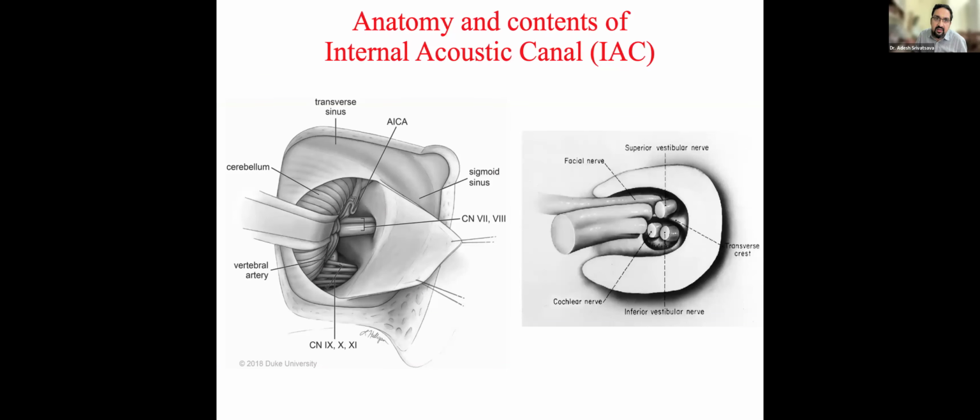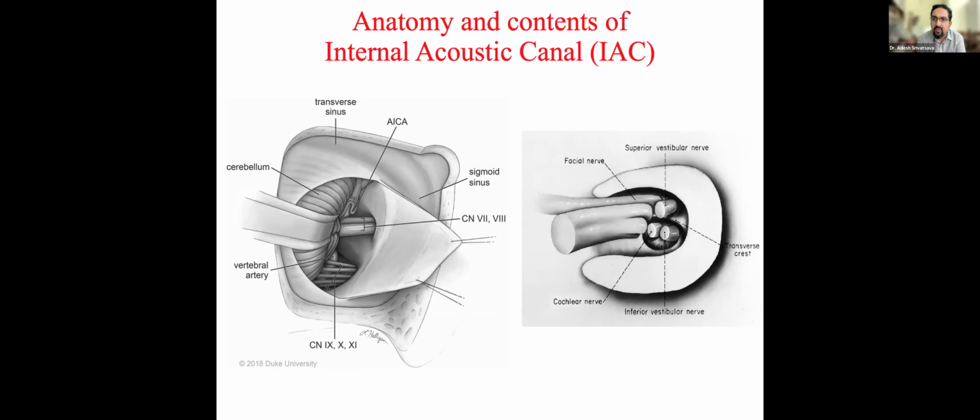Coming to the anatomy and contents of the internal acoustic canal, because this is where the position of the 7th, 8th nerve complex, which is actually 4 different nerves, rather one could say 5 nerves if one includes the nervus intermedius, though before entering the canal or just in the canal, it joins the facial nerve. So you have the facial nerve, you have the superior and inferior vestibular nerve, and you have the cochlear nerve. The positions of these nerves are most consistent in the meatus.